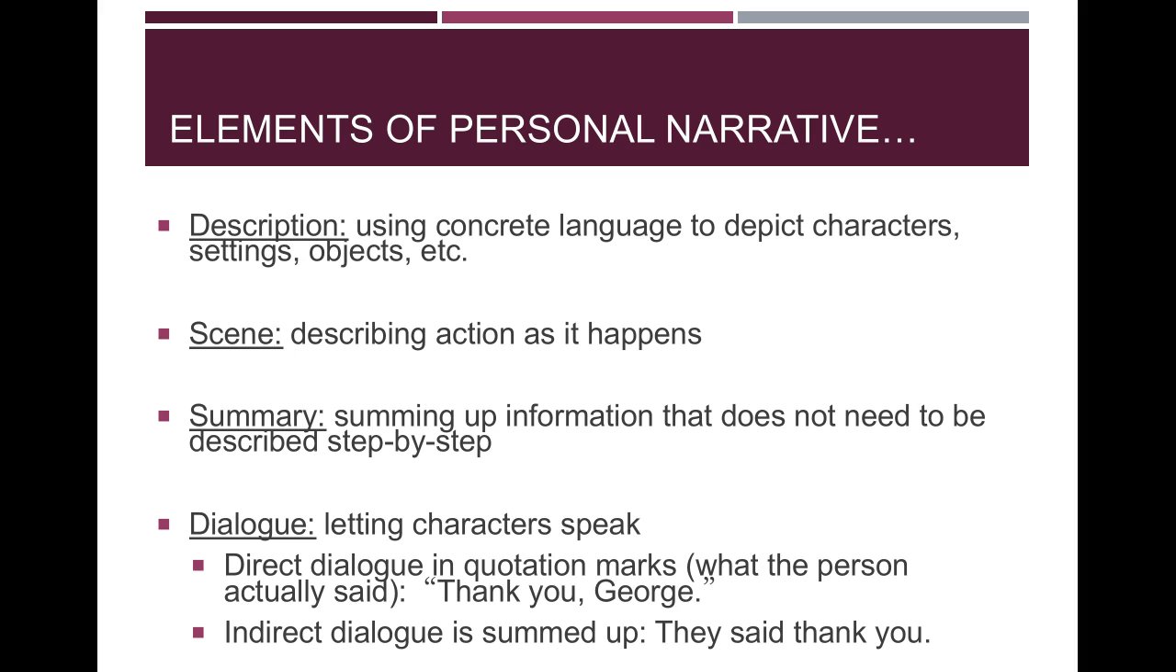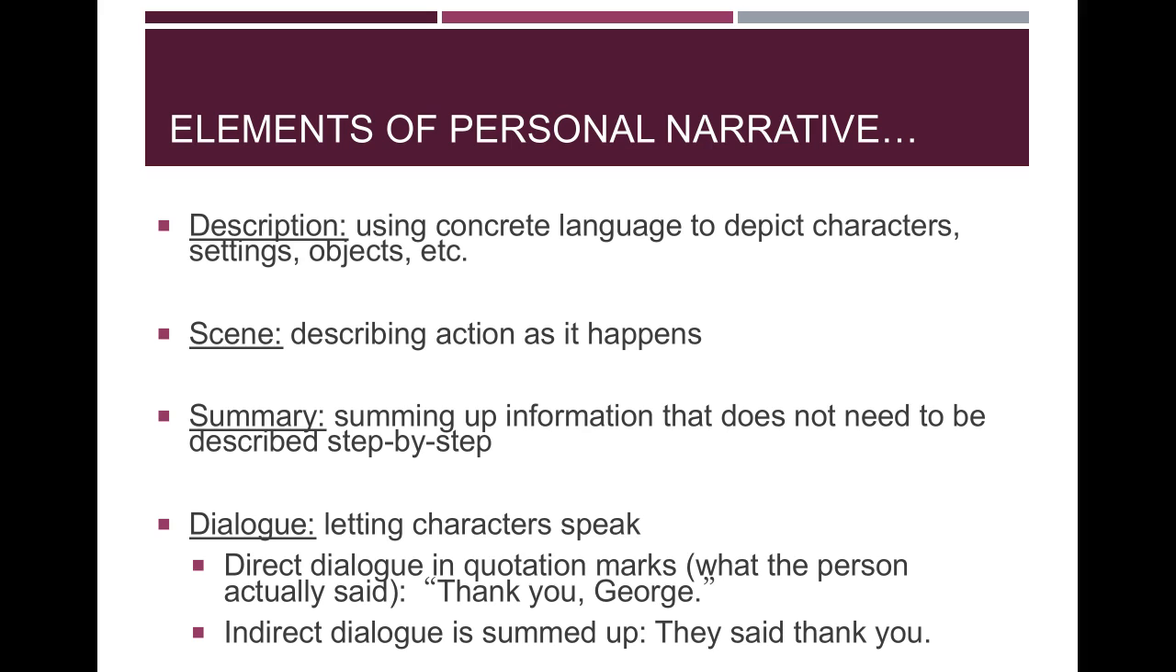So the elements of personal narrative, there's four big ones here: description, scene, summary, and dialogue. Description we've worked on before. That's where we're using concrete language to depict characters, settings, objects, and usually are using our five senses as appropriate: sight, sound, taste, touch, smell. When you are writing a scene, you're describing the action step by step, moment by moment as it happens. So there's a lot of description, a lot of specific details being given. Versus summary, which we've also been practicing, is when you sum up the information that does not need to be described step by step, moment by moment. You provide a broad overview instead of all the small details.